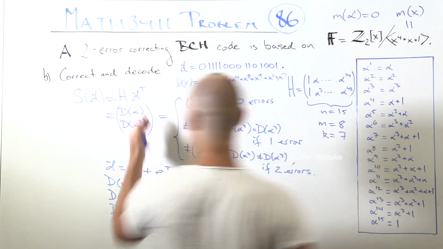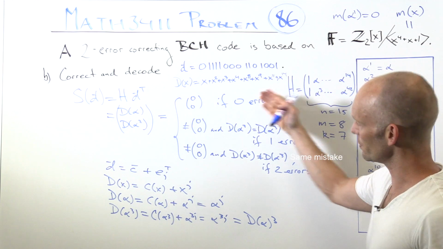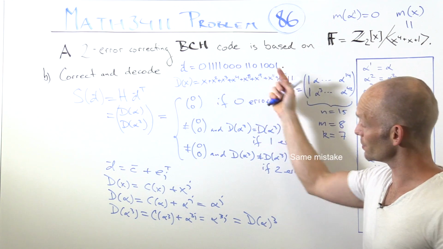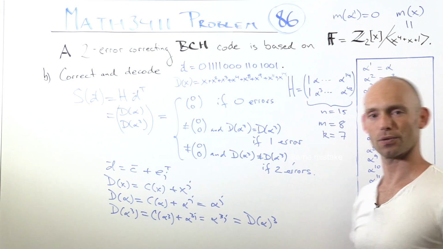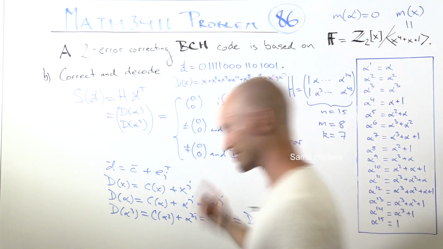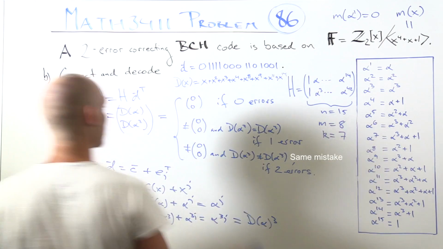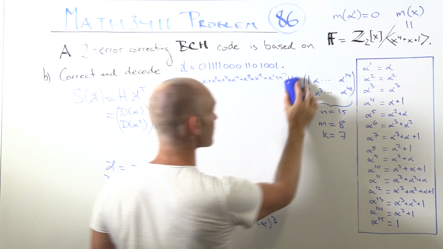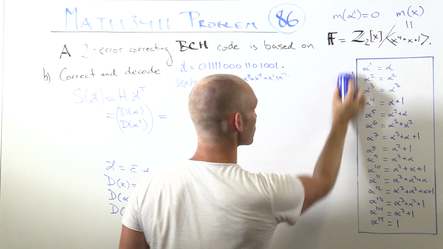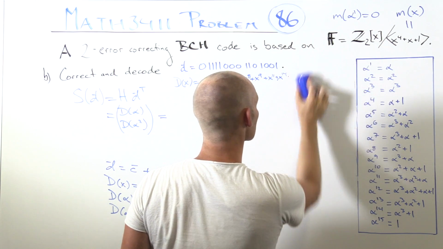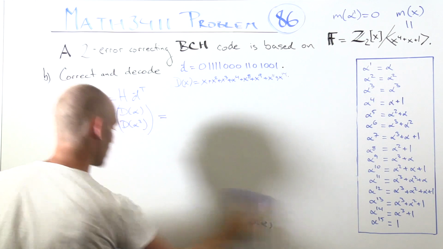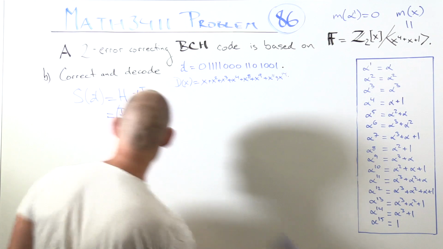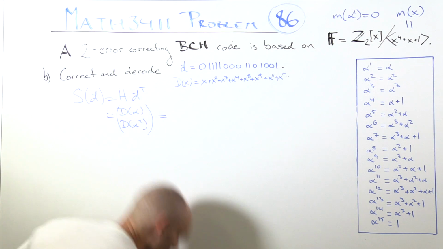So, by working out this syndrome, we can figure out whether there are 0, 1 or 2 errors in our received message, and that's exactly what we are going to do. So let's do that. Let's get rid of this to make a bit of space. As in part A, there are some calculations involved, but we will get through them.